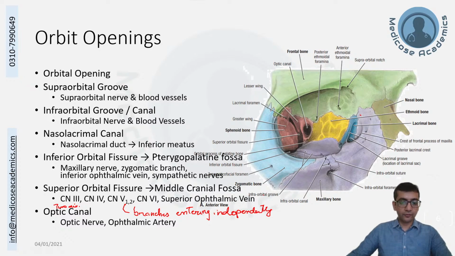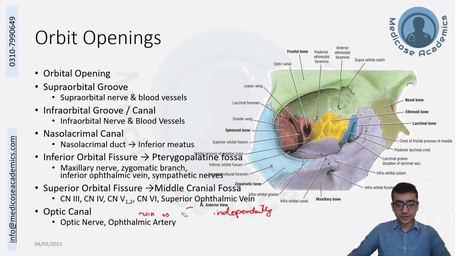Then we are left with veins. The veins that are present here are in the orbit. There is the superior ophthalmic vein here, and the inferior ophthalmic vein here. The superior one will exit through the superior fissure and the inferior one will exit through the inferior fissure. So in addition to the nerves we just discussed, the superior ophthalmic vein will exit the superior orbital fissure to go to the cavernous sinus at the back.